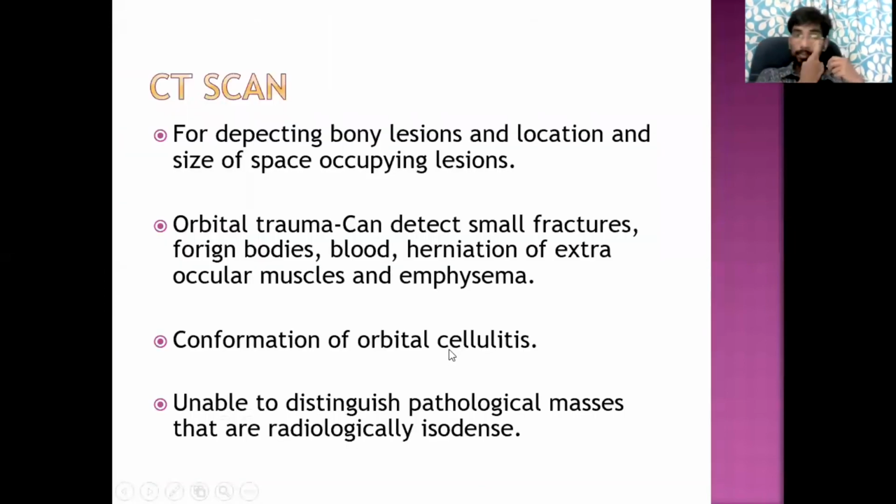CT scan is used for depicting any bony lesions and the location and size of space occupying lesions. So CT scan is important for bony lesions, space occupying lesions, and orbital trauma. It can detect small fractures also, and foreign body or herniation of extraocular muscles. And in case of orbital cellulitis, it is the investigation of choice.